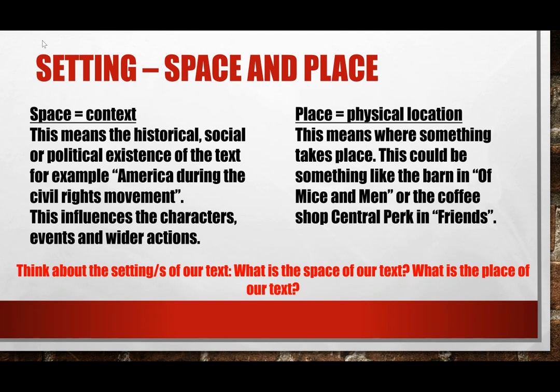So have a think for a moment about our text, There Will Come Soft Rains, and think about what the space of our text is, when it takes place, what's going on, and then have a think of some of the places that appear in our text. You will need to copy down the definition of space and place, so make sure you take a moment to pause and get that down, and then we'll move on to looking at space in more detail.